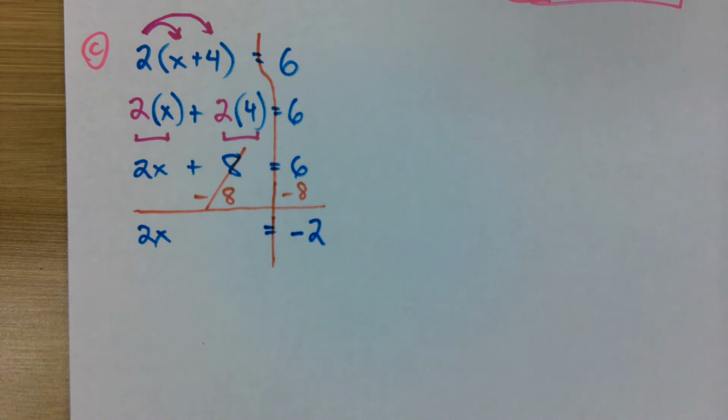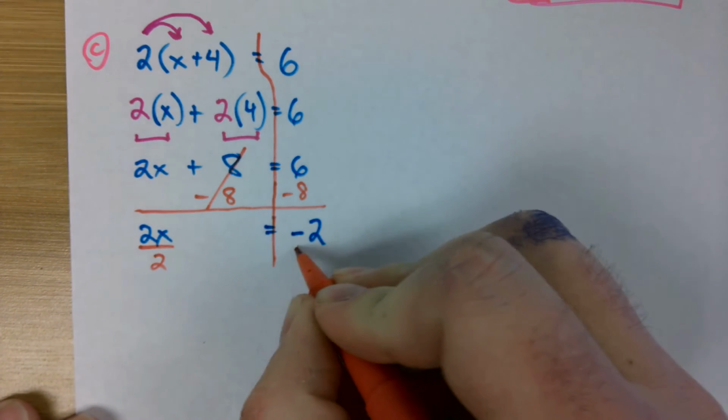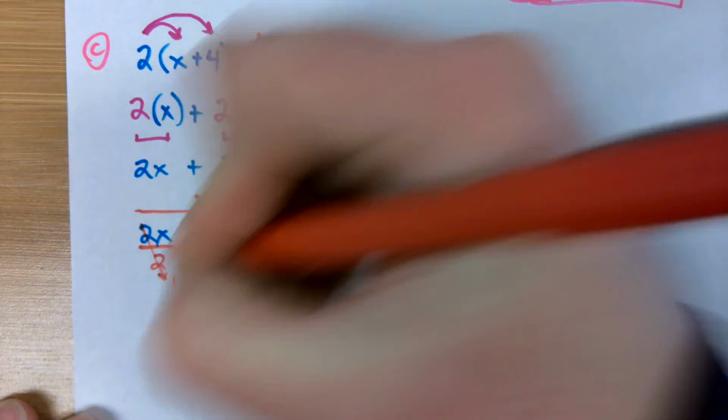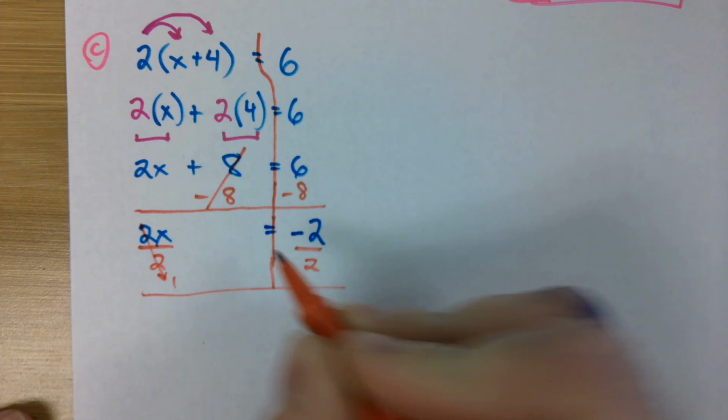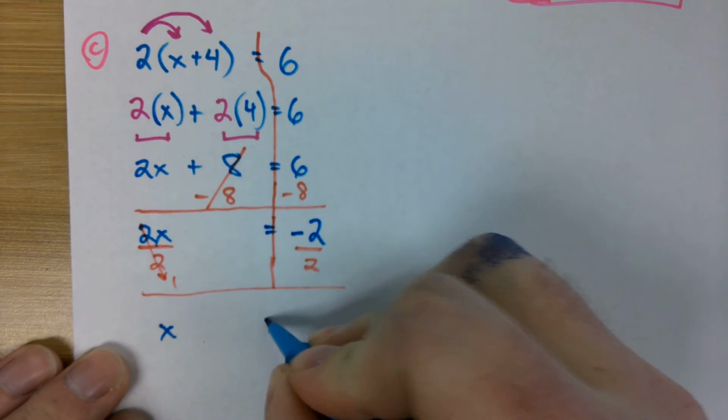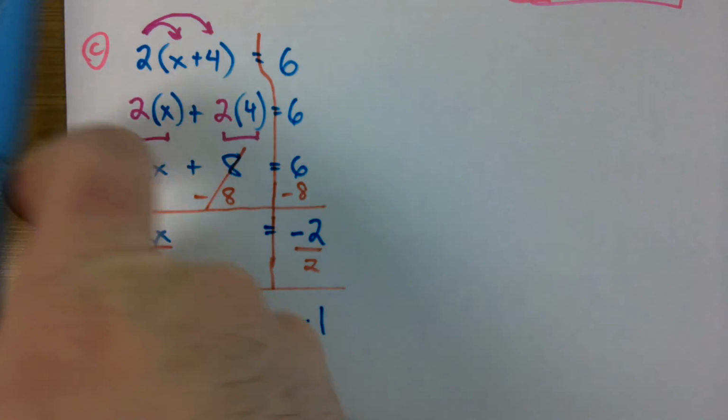Final step. What do we have to do? Divide by 2. Divide by positive 2. These 2's cancel to 1. Negative 2 over positive 2 is equal to negative 1. Great job.